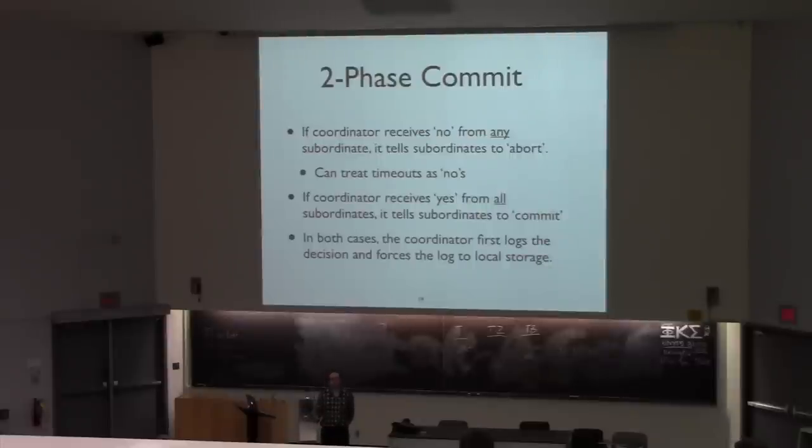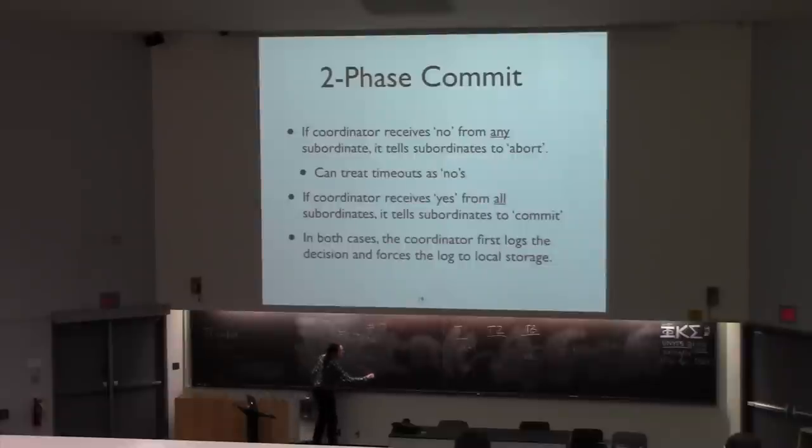So there are three total messages per node. The question is, is there no signal back to the coordinator? To answer, there are three total messages per node. The coordinator first informs each node, let's call this prepare, and this basically says, okay, all of the nodes have completed their piece of the transaction. Are you ready to commit? Then the nodes send back their ballots, yes or no.